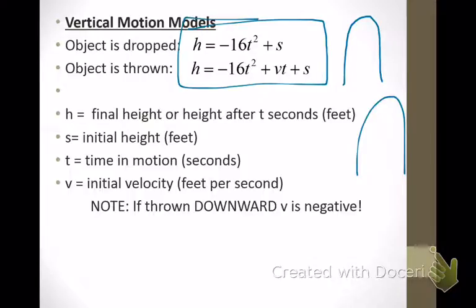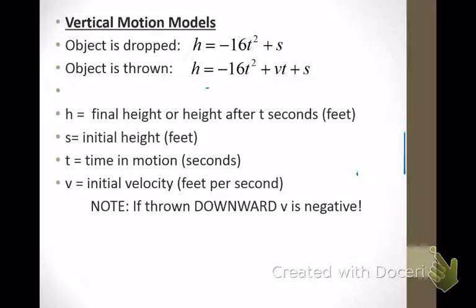some quadratic functions. If an object is dropped, so it's not thrown, but just released and dropped, then there's not an initial velocity, and so we're going to have one less term than if an object is thrown. It'll have an initial velocity. But those are your two models, and they're going to be the same. Whether you throw or launch something or drop something, the models are always going to look like this: H equals negative 16t squared plus vt plus s.